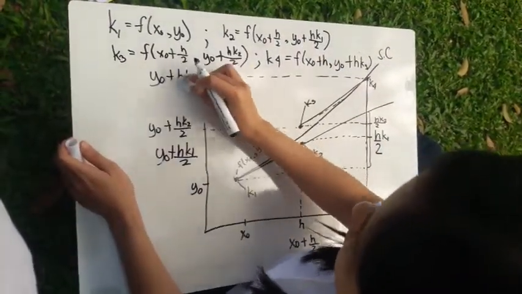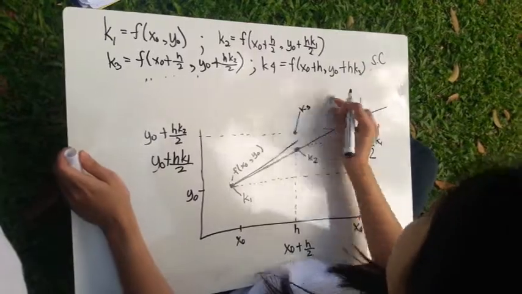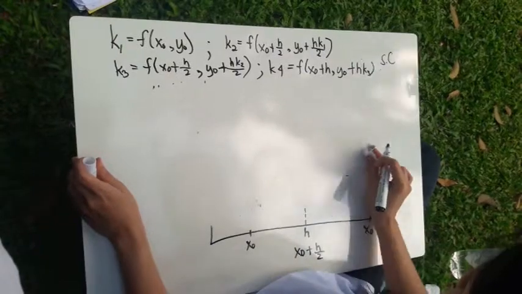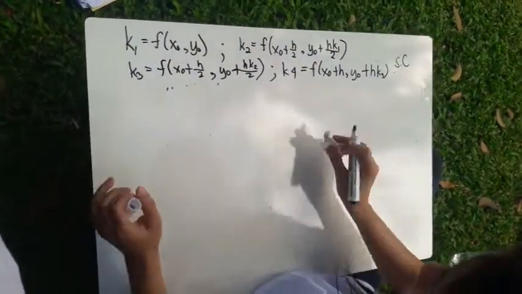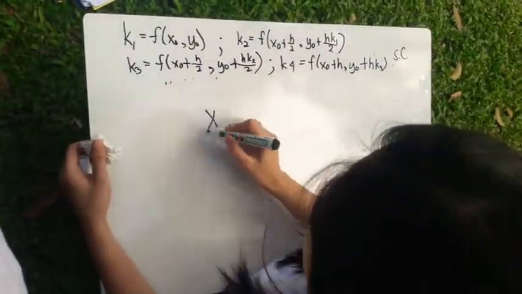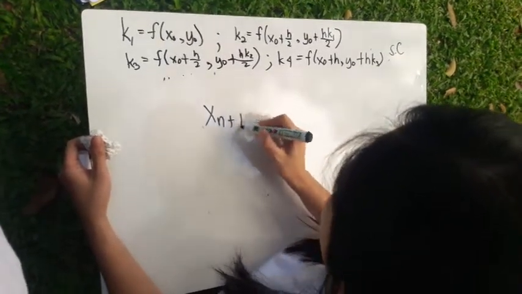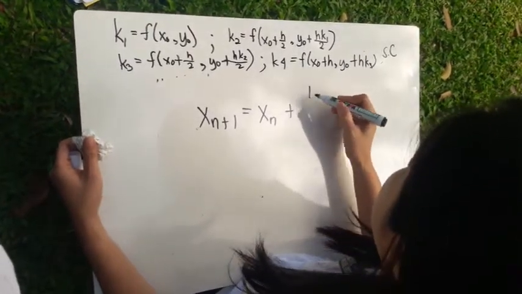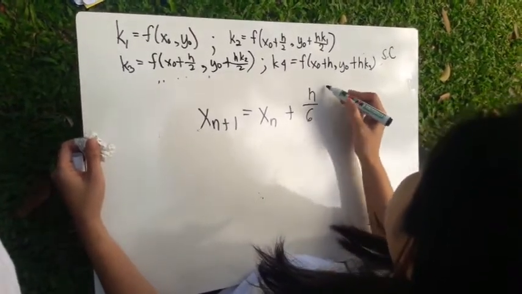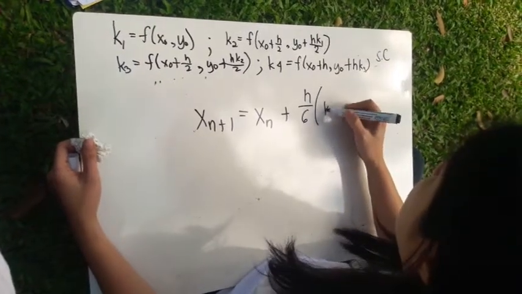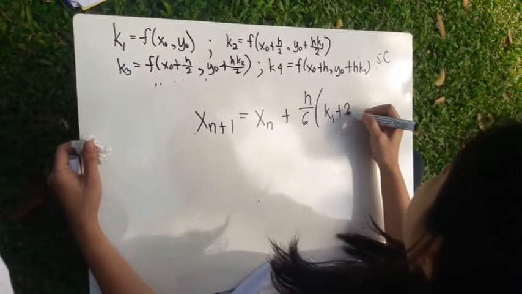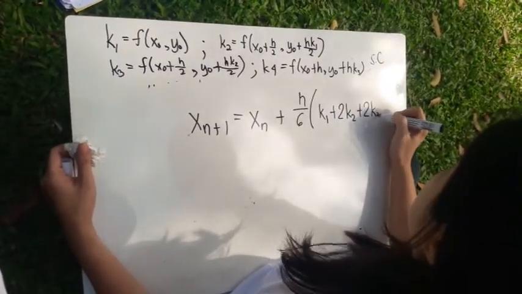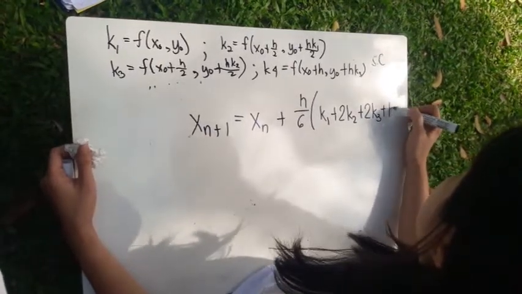So now, we can have our general formula, which is, wait, I'm just going to erase this one. So our general formula is y sub n plus 1 equals to y sub n plus the step size over 6 multiplied by k1 plus 2k2 plus 2k3 and plus k4.